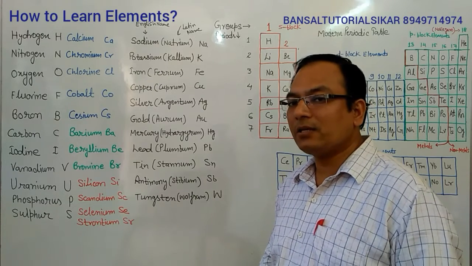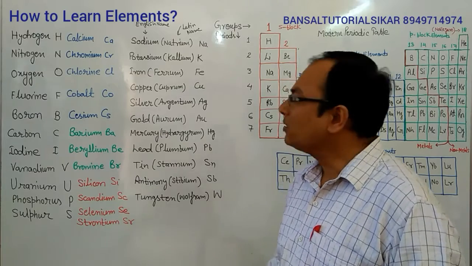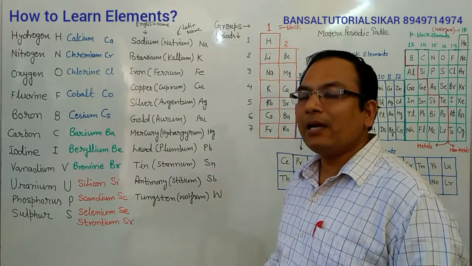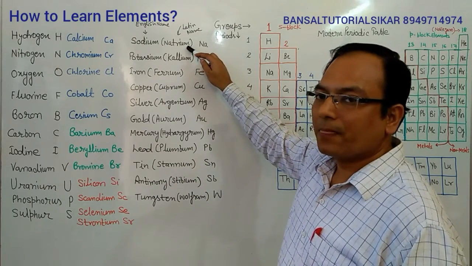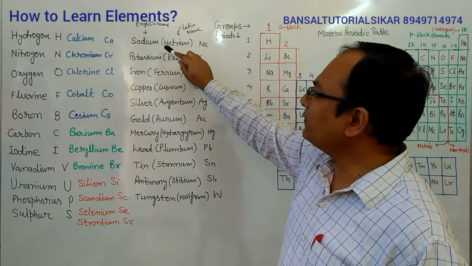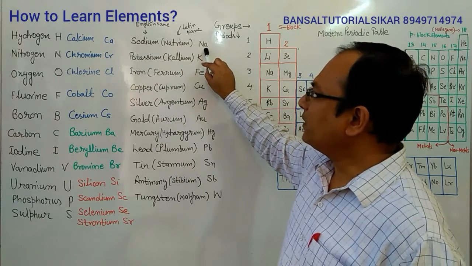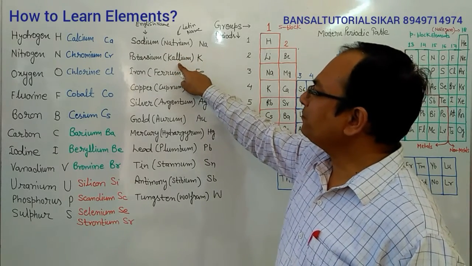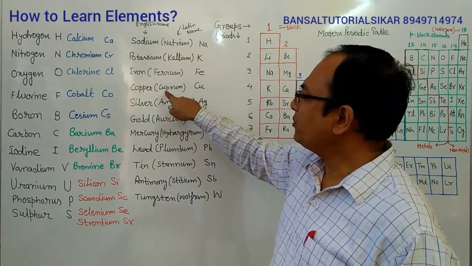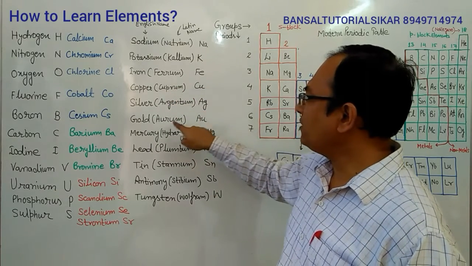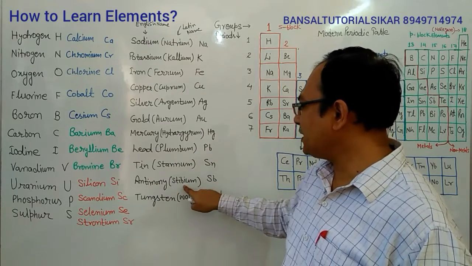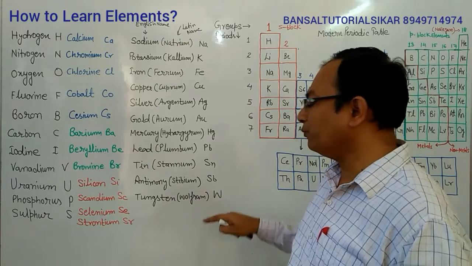So why is this happening? Students, since these elements were discovered, they were named in the Latin language. For example, sodium was named natrium, so the symbol of sodium is Na. In the same way, kalium for potassium, symbol is K. Ferrum, Fe. Cuprum, Cu. Argentum, Ag. Aurum, Au. Hydrargyrum, Hg. Plumbum, Pb. Stannum, Sn. Stibium, Sb. And wolfram, W.